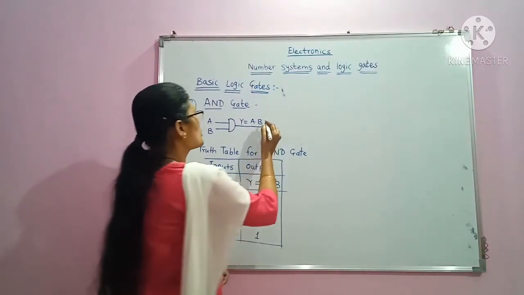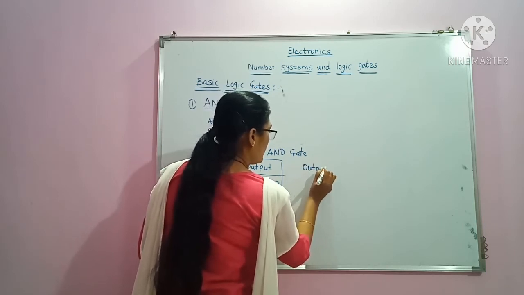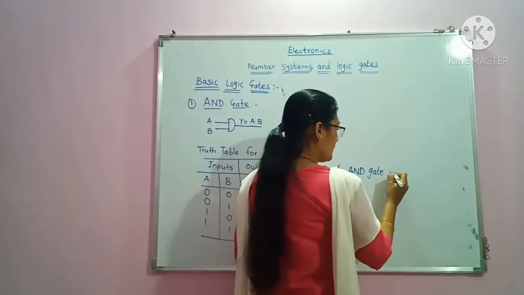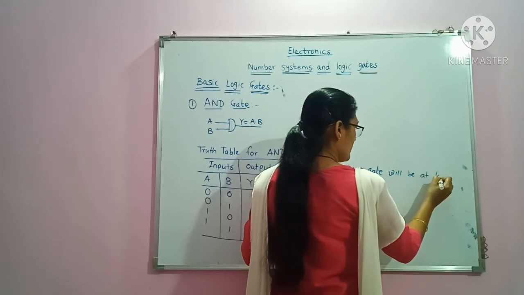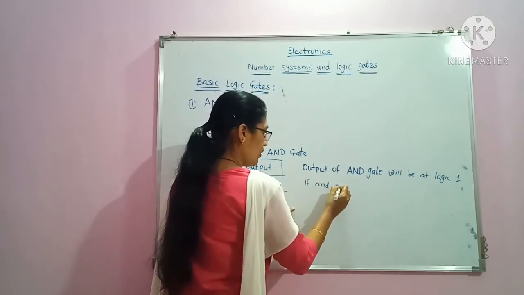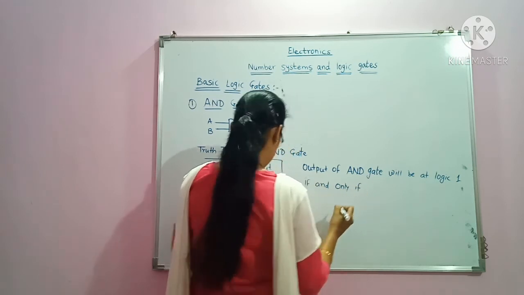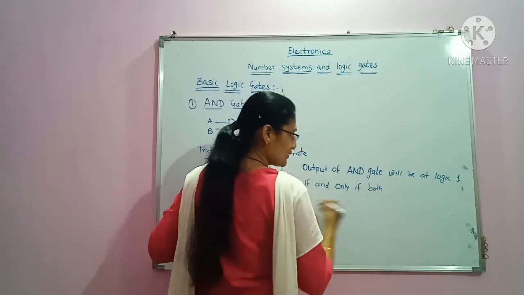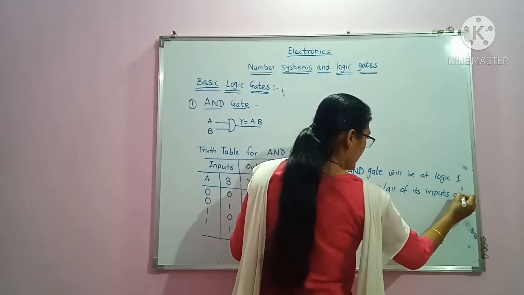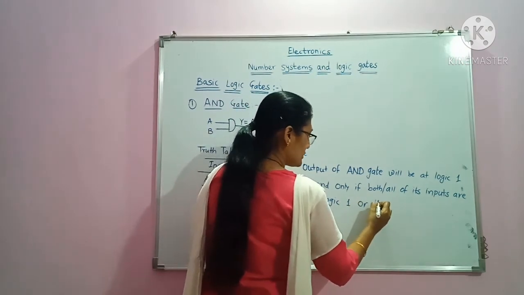So what is the conclusion? The conclusion is that the output of the AND gate will be at logic 1 if and only if both, in this case both or all of its inputs are at logic 1 or high state.